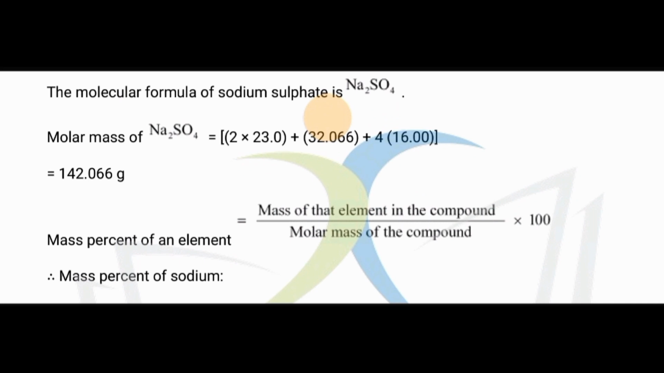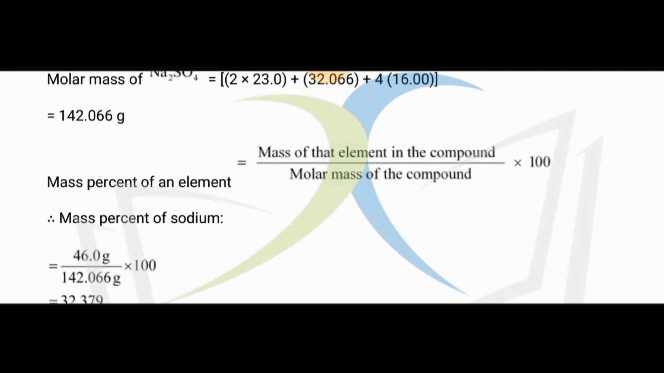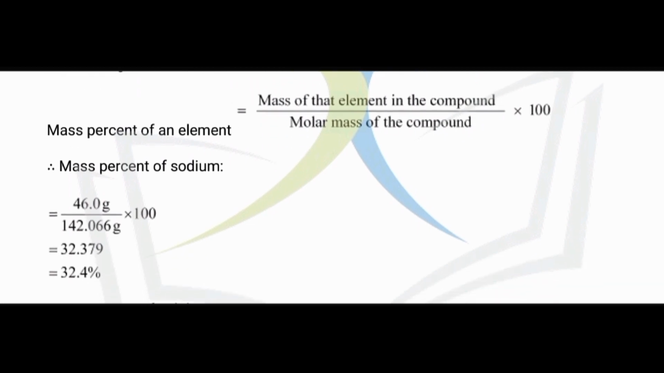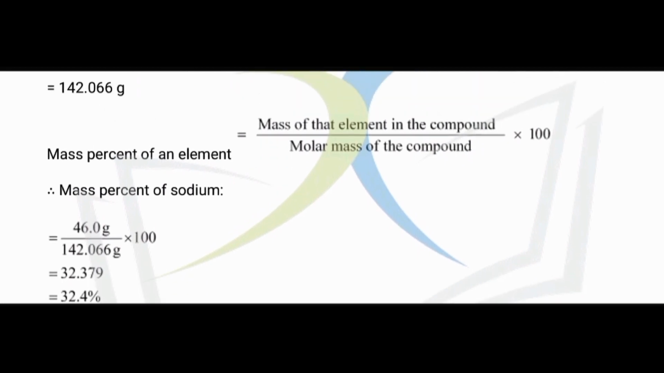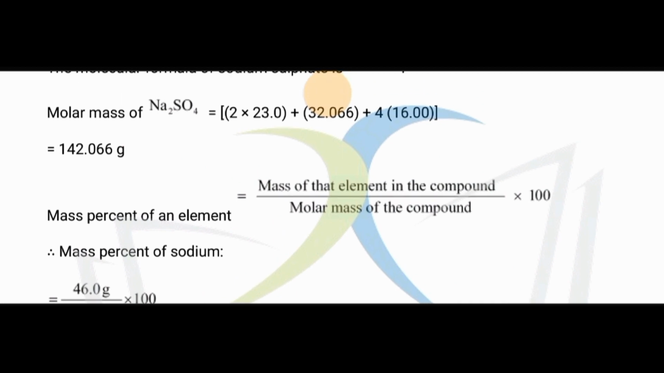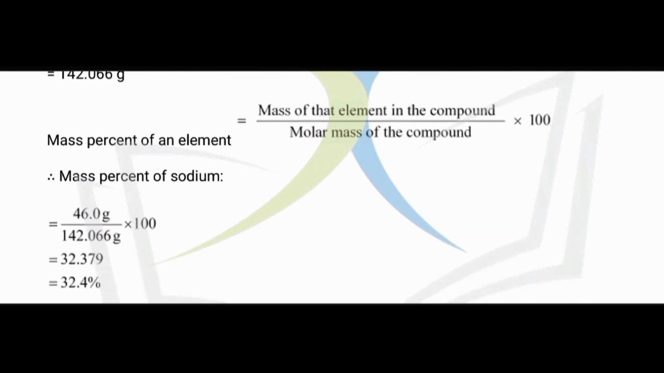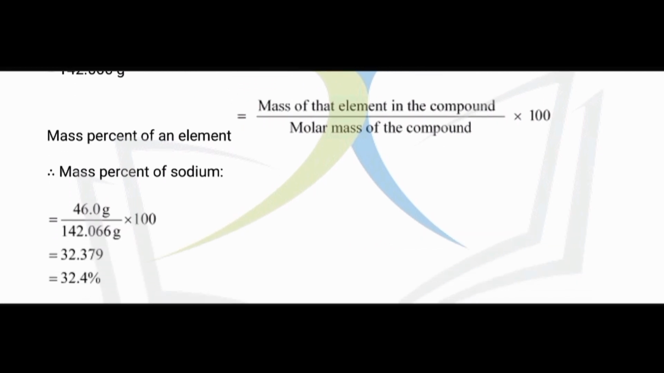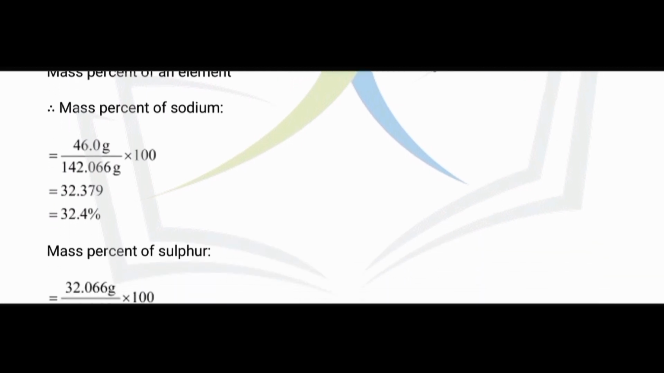Now for the mass percentage of each element, firstly you have to calculate the percentage of sodium. Sodium has 46 in the 142 gram. So 46 upon 142 multiplied by 100, and how much will it come out after solving? 32.4%.